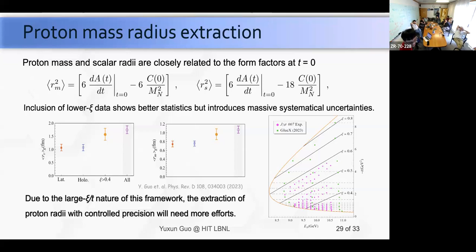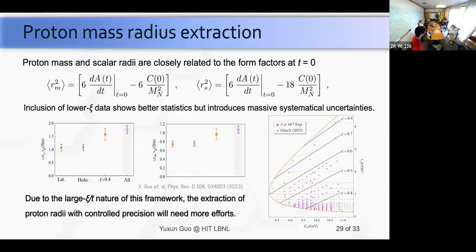Here we show the expressions. For instance, this is the scalar form factor, and this is a very similar one, the mass form factor. This is the scalar radius. This one is calculated from lattice, and this one is a holographic one, which is very similar to lattice because they normalize their data according to lattice data, so they always have very good consistency with the lattice calculation. These two are basically the same, and this is our extraction of the proton radius based on all the data, which is all the data over here.